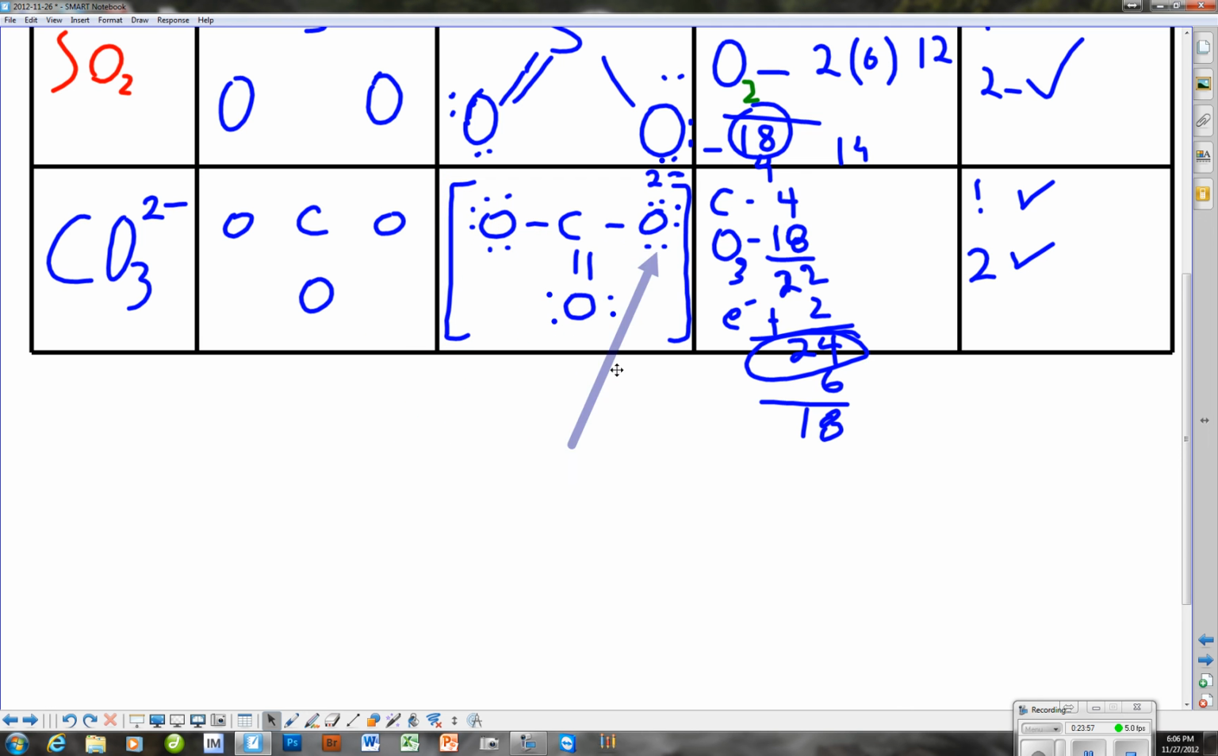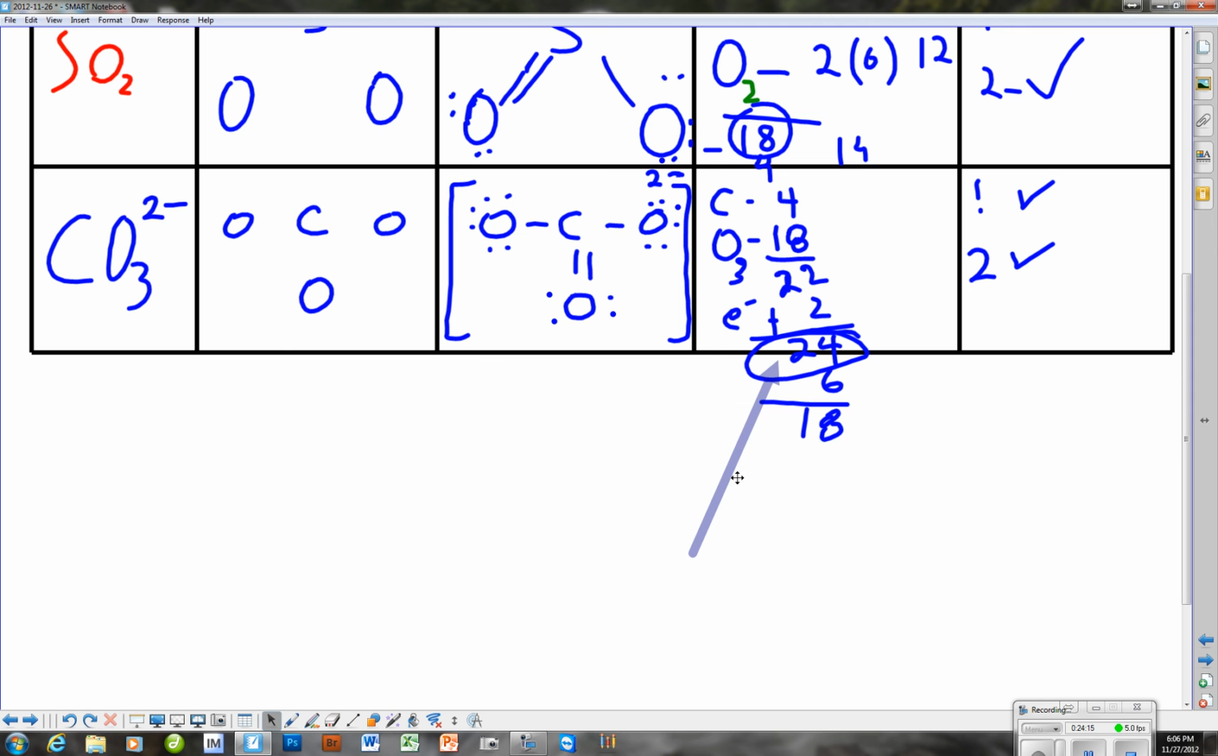Oxygen over here, 2, 4, 6, 8. Oxygen down here, 2, 4, 6, and 8. And carbon has 2, 4, 6, 8. So we can check off rule number 1. Everybody has 8. Now here's the total.